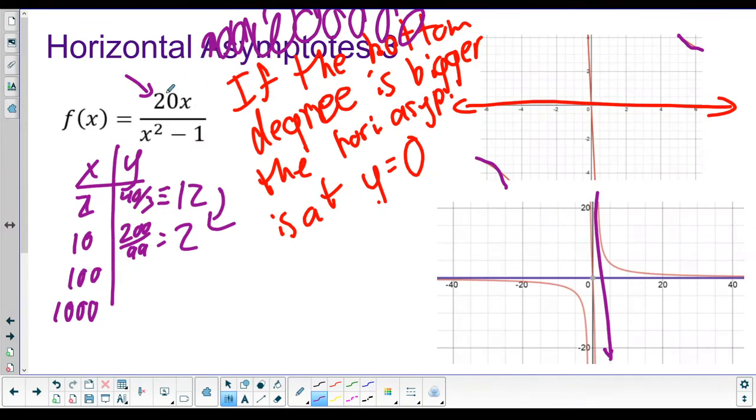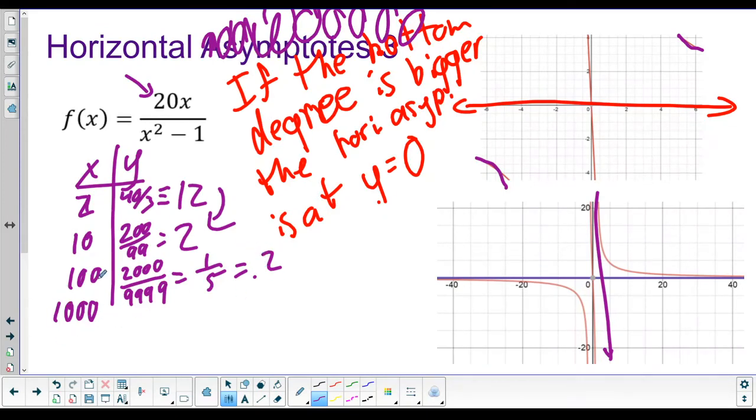So let's plug in 100. 20 times 100 is 2,000, but 100 squared is 10,000. So minus 1, this is 9,999. So this is about 1/5. The bottom has by this time caught way up, and this is getting really small. This is the same as 0.2. We're in the decimals now. We're not very far above 0.